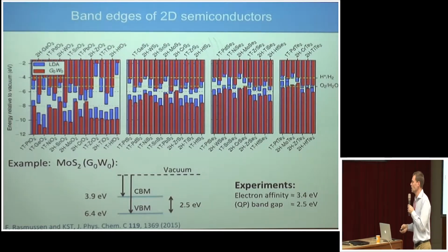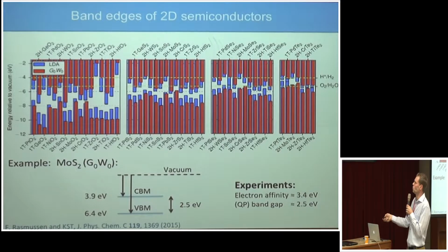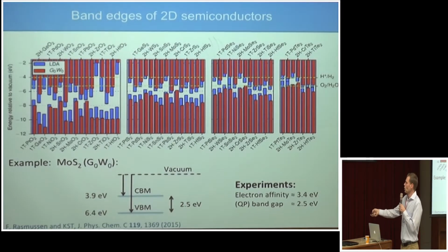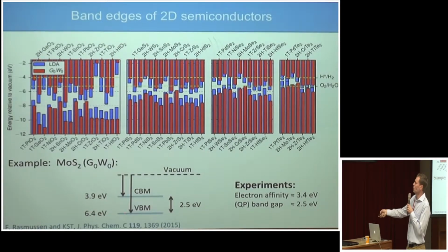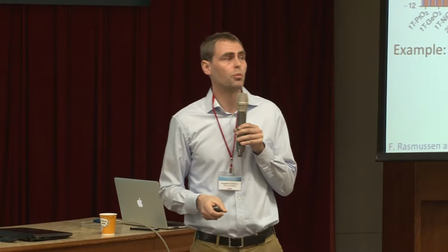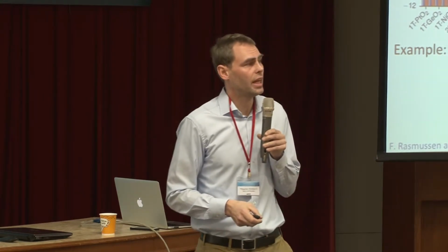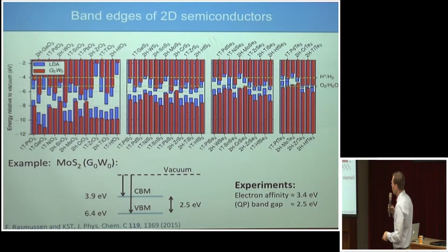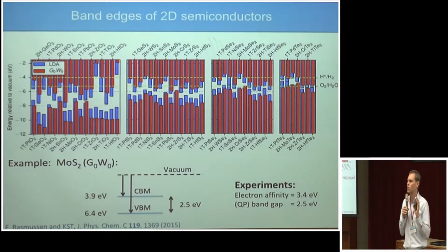Let's pick one example, the well-known case of MoS2, just to see how GW performs. So these are the values from GW. The band gap is 2.5 eV. That's actually an excellent agreement with experiments. But if we look at the absolute position of the band edges, we see that they are basically underestimated by half an eV by GW. So if we're interested in absolute band energies, we have to be very careful.